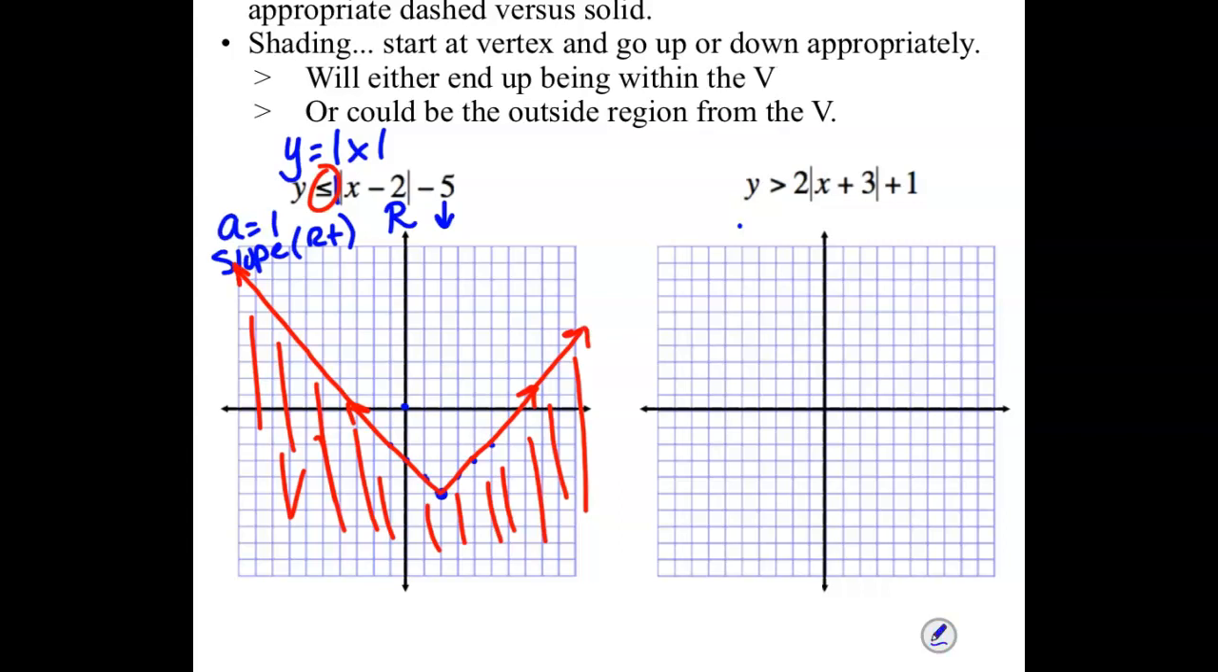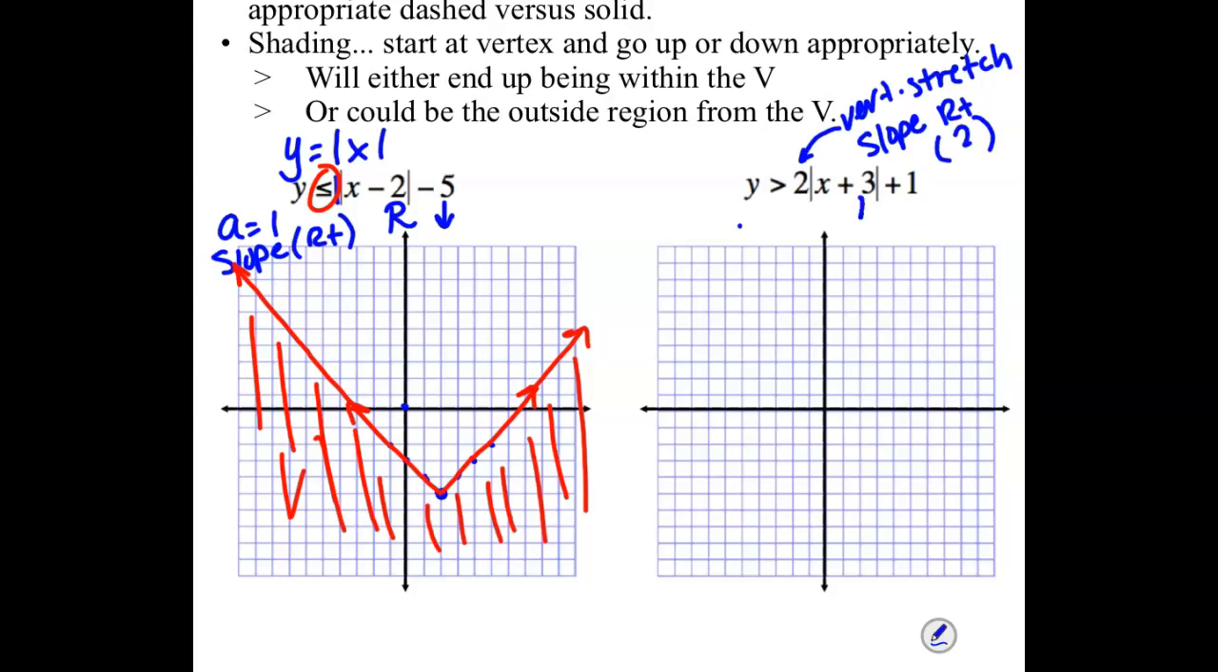All right, for our second example, we have y is greater than 2 times the absolute value of x plus 3 plus a 1. The 2 here is going to be a vertical stretch, which means the slope on the right side is going to be stretched and become a 2 instead of a 1.